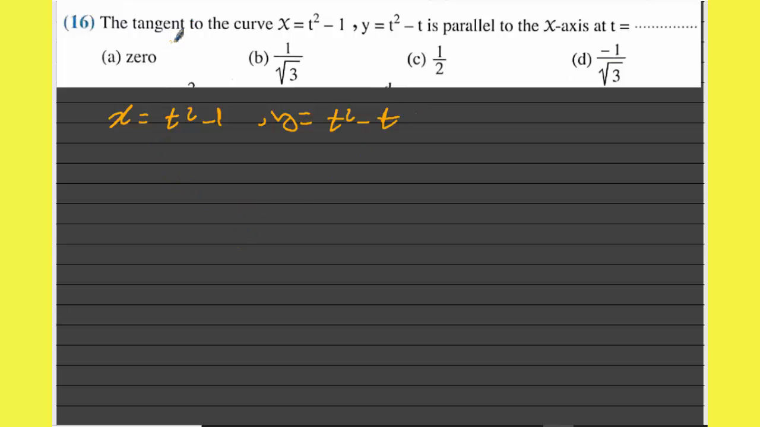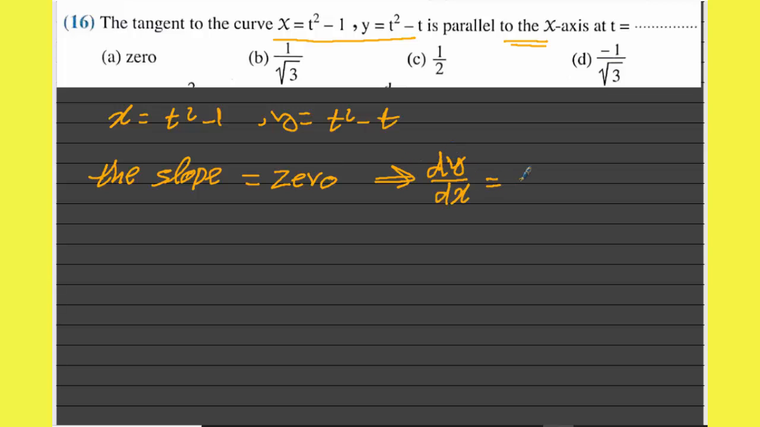Again, the tangent to the curve. This is the equation of the curve. It is a parametric equation. When the tangent is parallel to the x-axis, then the slope of the tangent equals 0. What does that mean? That means dy/dx equals 0. Okay.